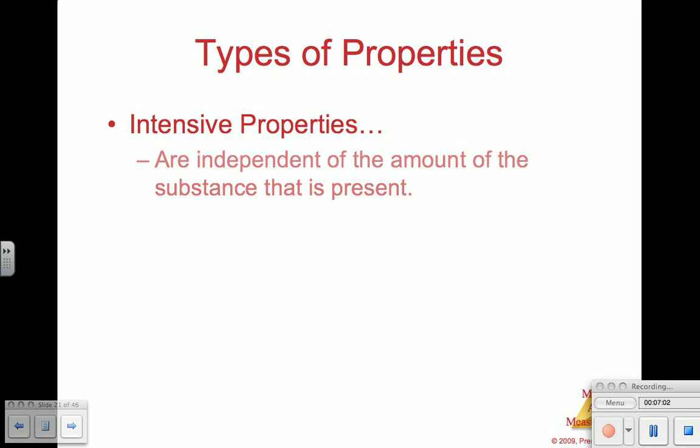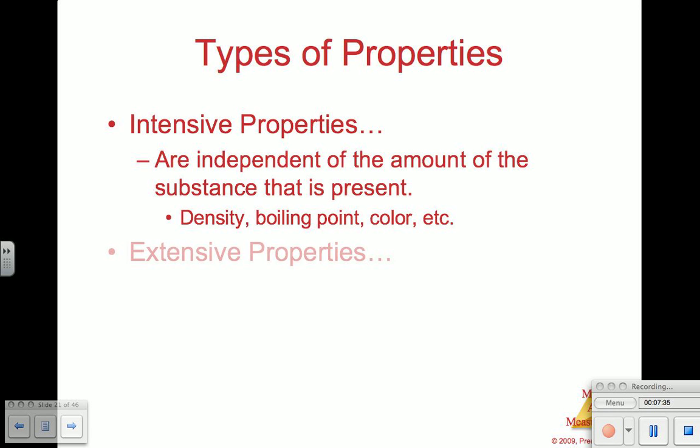Next, another type of property would be intensive properties. These are independent of the amount of the substance that you have. So if you have a large chunk of something, a small chunk of something, its intensive properties are the same no matter what. So like the density of rubidium is going to be the same whether you have 3 grams of it or 3,000 grams of it. Okay, it's going to be the same no matter what. Same thing goes for boiling point as well as color.